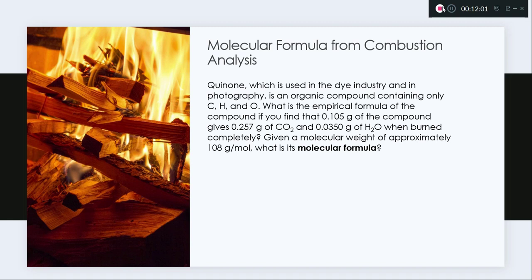So quinone, which is used in the dye industry and in photography, is an organic compound that contains carbon, hydrogen, and oxygen, very much like our last example. I want to know what's the empirical formula of the compound. If I find that I need 0.105 grams of the compound, and when it completely combusts, I get 0.257 grams of carbon dioxide and 0.035750 grams of water. Then I want to know what's the molecular formula, because now I'm going to be given the mass, and I'm going to go from empirical formula like we did before to molecular formula.